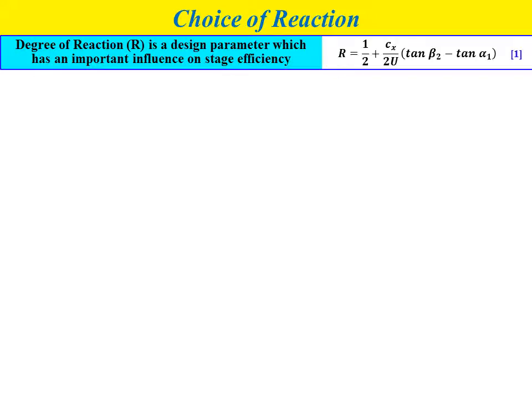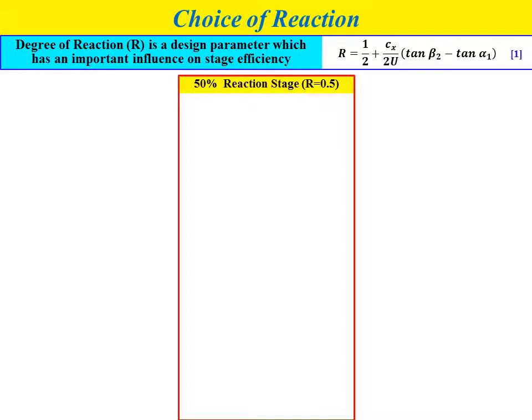So in order to discuss the choice of reaction, we will base on equation number 1. The equation for degree of reaction, where R equal to half plus Cx divided by 2U multiplied by tangent beta 2 minus tangent alpha 1. Okay, so there are 3 categories of reaction in this slide.